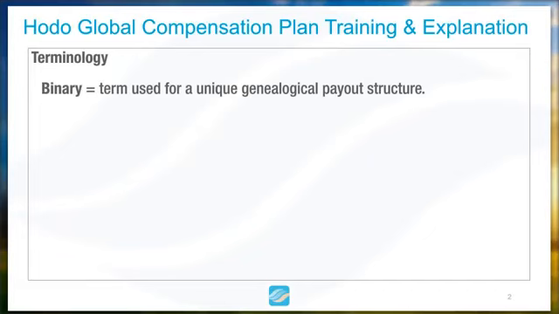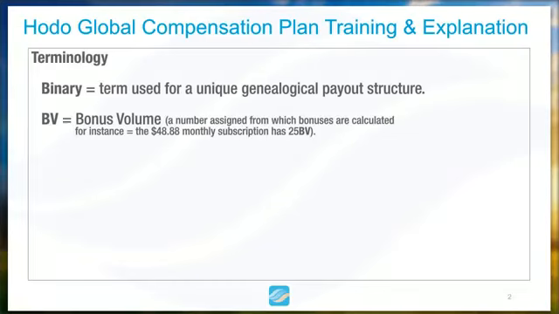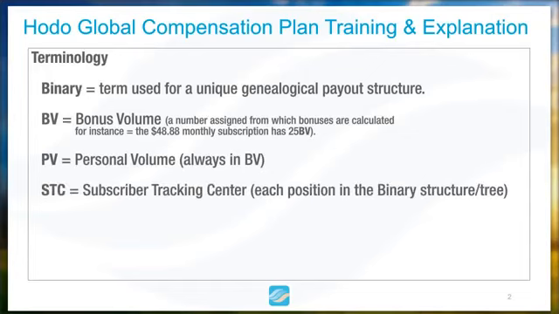They might not know what a binary is, but the term itself really means two legs, one left, one right. And we have a terminology in our comp plan called BV, or bonus volume. That bonus volume is used to calculate commissions based on the binary structure. We'll show you how that pays out here in a moment. And then there's a personal volume requirement, but that's always in the BV, and you'll see what that means here in a minute.